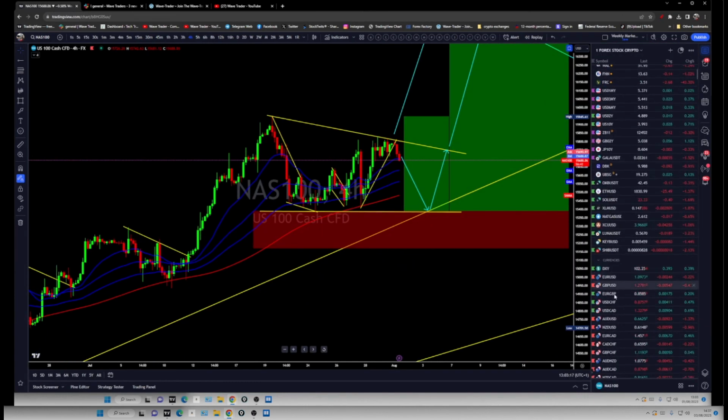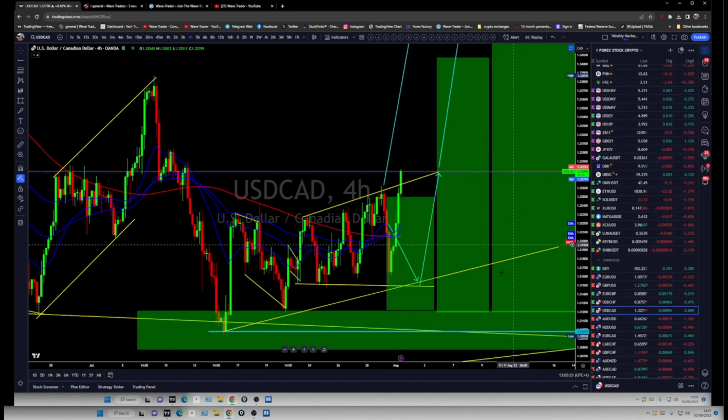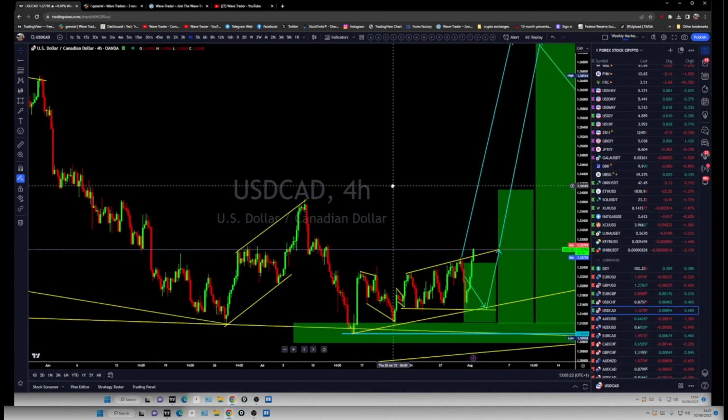Suppose, for example, we look at the dollar CAD. Gaining a dollar against the CAD is simply a clear sign that the risk on currency, or commodity currency, is not doing good. Strength here is a sign that we may see weaknesses on the indices.